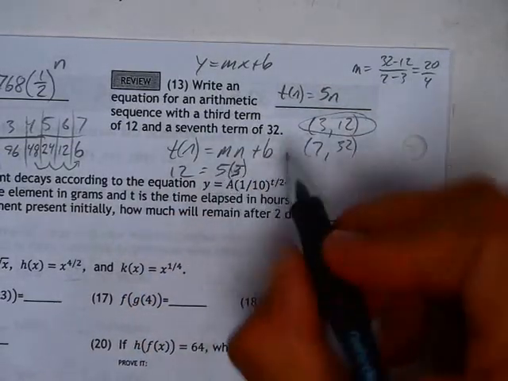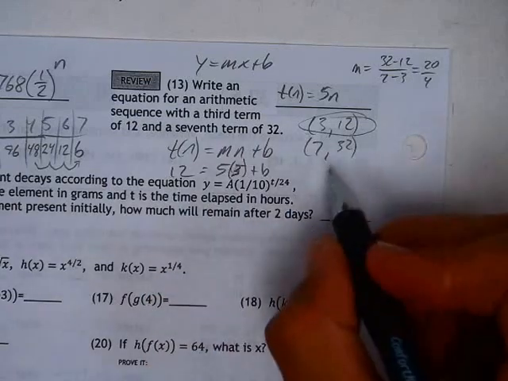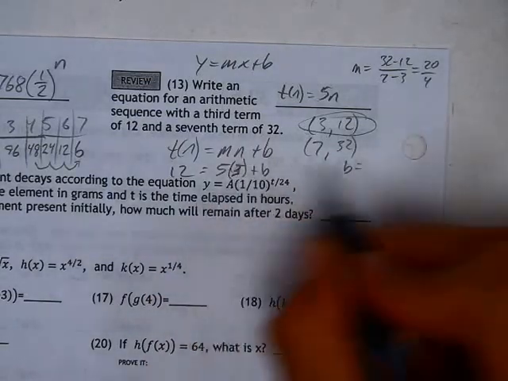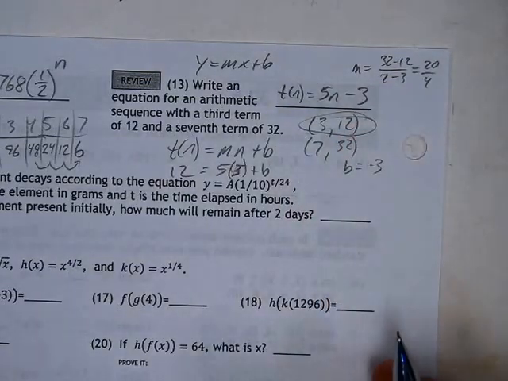So that's 15 plus b. If I subtract 15 from both sides, I end up with a b that equals negative 3. So minus 3 is in fact my sequence.